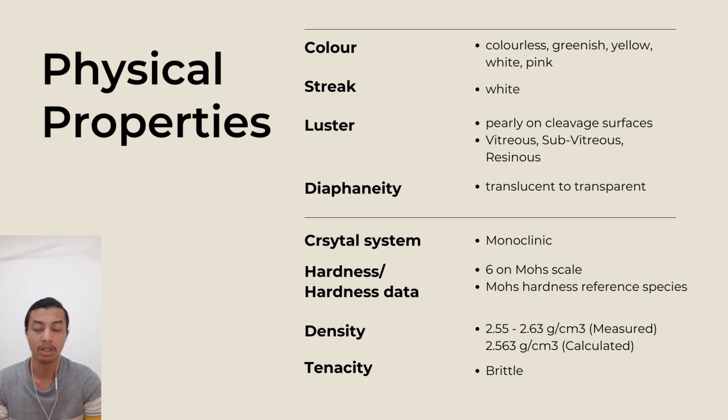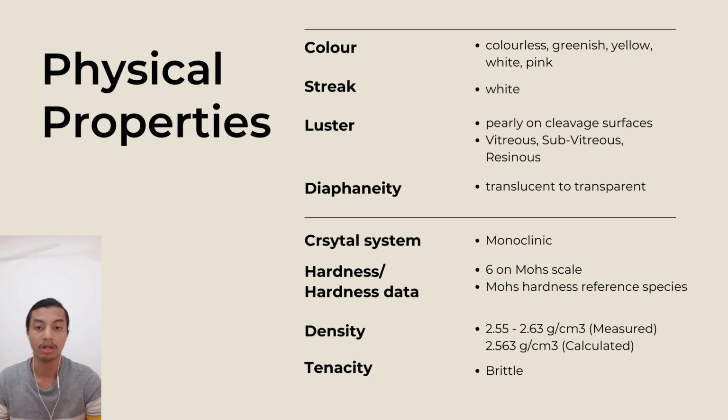There are several physical properties of Orthoclase that have been listed on this slide, the first of which is the Orthoclase color. Orthoclase color can be found in four or five colors, which are colorless, yellow, reddish, white, and pink.